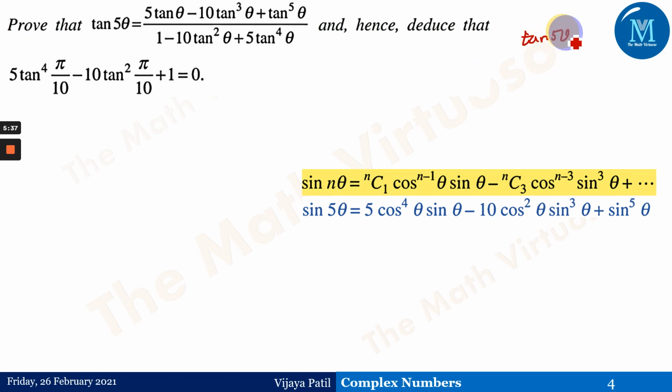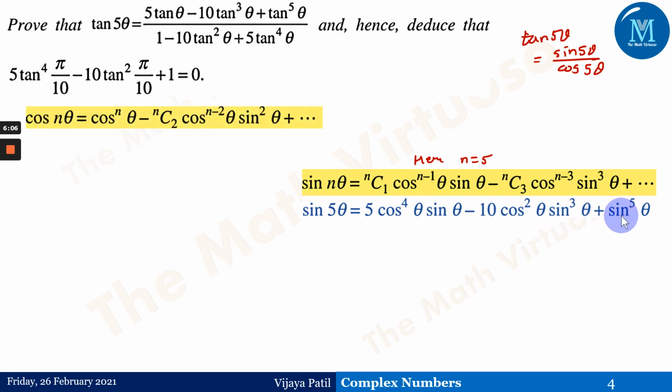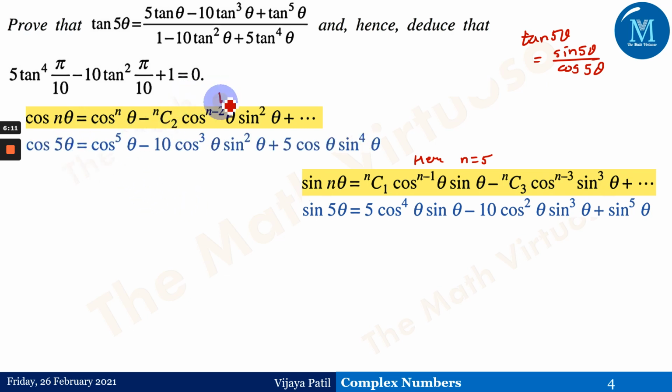So tan 5 theta is nothing but sin of 5 theta upon cos of 5 theta. So we are going to do this. We will find sin 5 theta first. So sin 5 theta using this formula is 5C1, because in this case n is equal to 5. You just need to replace every n with 5 and you will get the formula something like this, right? So 5 cos to the power 4 theta sin theta minus 10 cos square theta sin cube theta and so on. Then similarly cos n theta is found using the same formula, with n equal to 5 here, and we will get this.